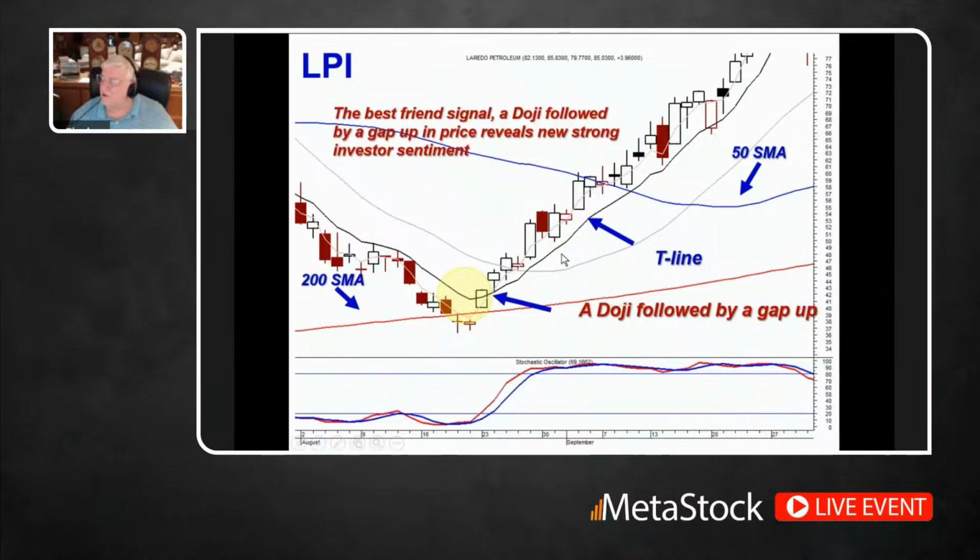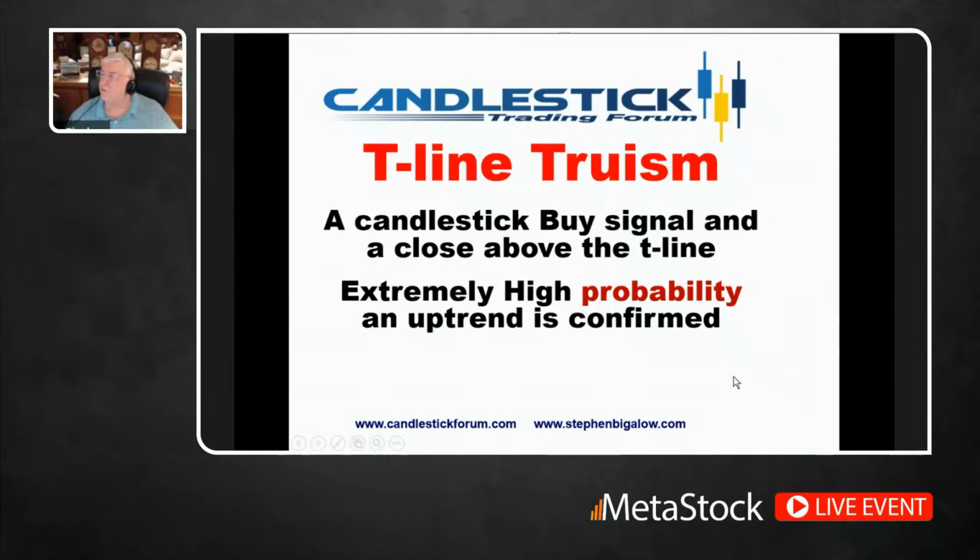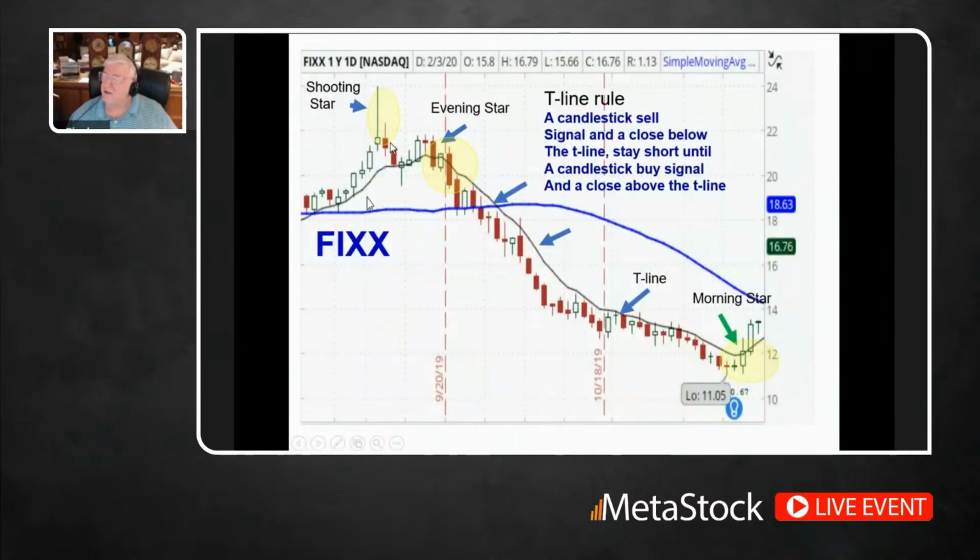This is what keeps your emotions out of your trading. Boy, I got a great profit. I better take a profit because I've got a profit, instead of doing what the chart is telling you to do. So there's a truism that if you see a buy signal and a close above the T-line, you can stay long, because the probabilities that the uptrend is confirmed is extremely strong. Same scenario on the downside. If you see sell signals and a close below the T-line, you can stay short until you see a buy signal and a close back up above the T-line.